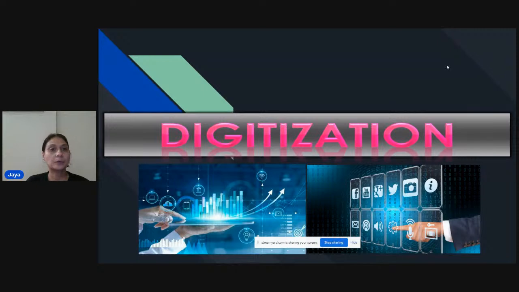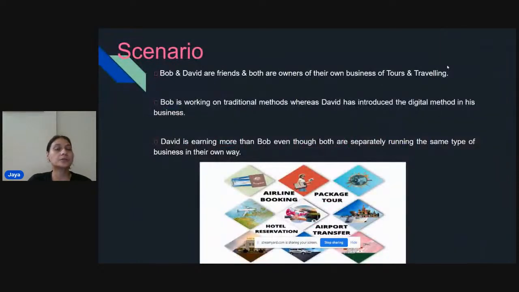So we should begin with our first slide, which comprises a scenario where there are two friends who are the owners of a tours and travel business. In this scenario, David is earning more and Bob is earning less. So we need to find out the reason behind it, why David is earning more and Bob is earning less. It is because of the methods they are using in their business.